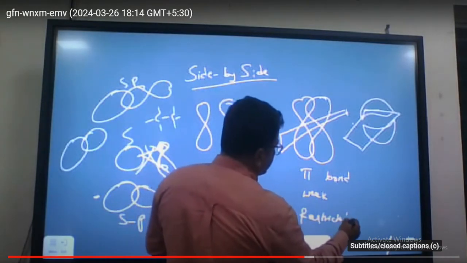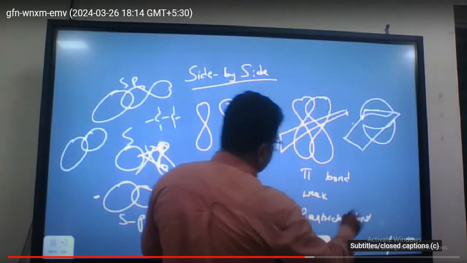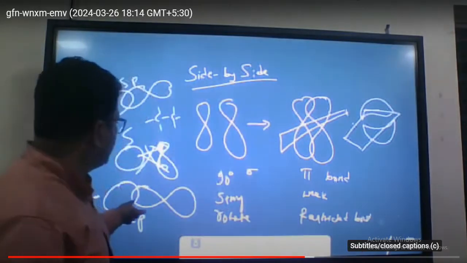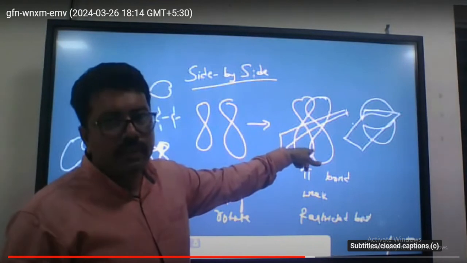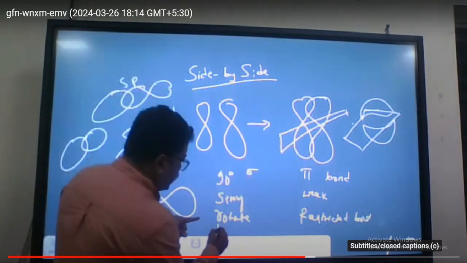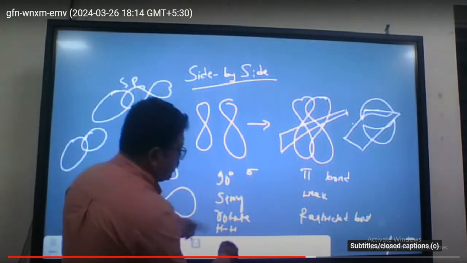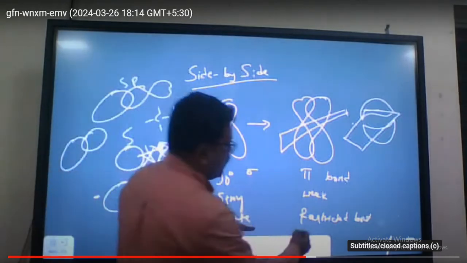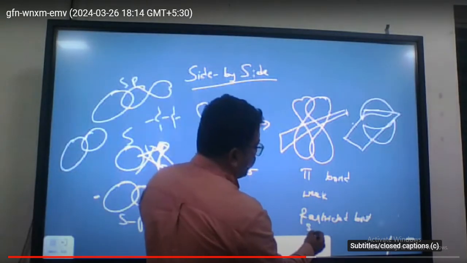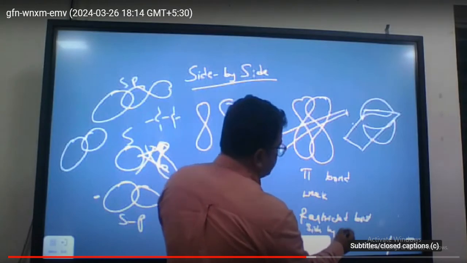Restricted. Very important, this is asked in exams. This is a strong bond, the sigma bond. That is a weak bond, a sideways overlap. This is the result of head to head overlapping. This is lateral or side by side overlapping. This is side by side overlapping.